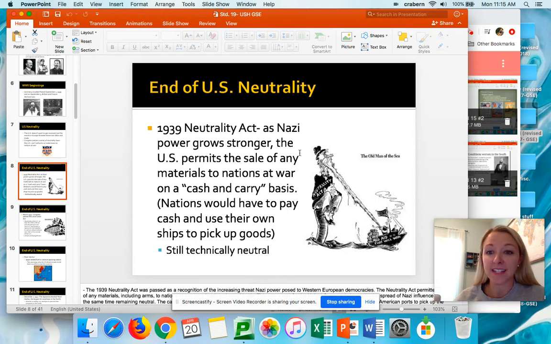So what that means is that if you want goods from us, if you want weapons, if you want aid for the war, whatever, then you have to bring your own ships over here, pay cash for it, and then carry it back. So you have to come get it and you have to pay cash for it. So the idea there is we're still technically neutral, right? We're not declaring sides. We're not getting involved, right? But this will help our allies who really need support at this time.